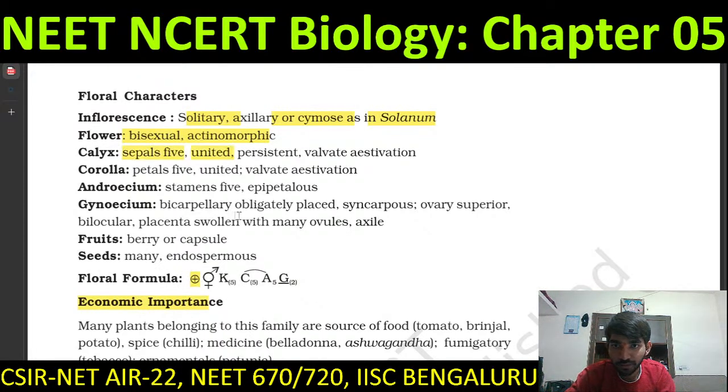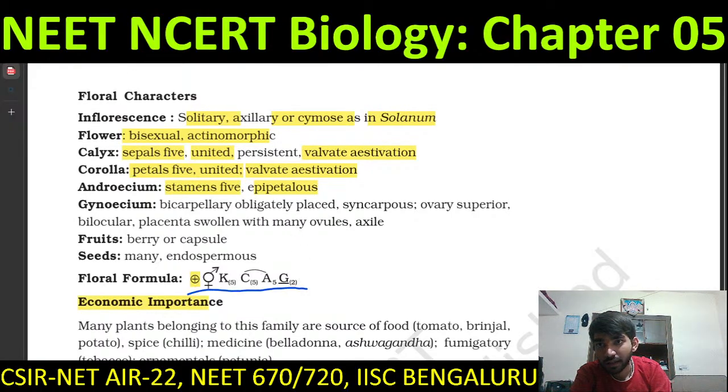5 sepals which are united. So 5 sepals and they are in a bracket meaning united. Valvate aestivation. 5 petals, they are also united. Valvate aestivation. See, 5 united in a bracket. 5 stamens but they are epipetalous. So they are fused with the petals. That is why it is epipetalous.